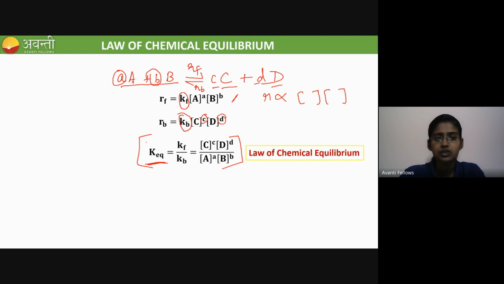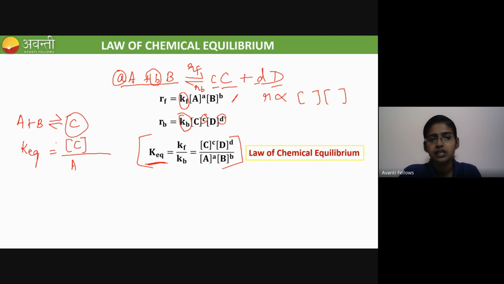It is equal to the product of the product concentrations divided by the product of the reactant concentrations raised to their stoichiometric coefficients. So if you are given any reaction like A plus B giving C, and I want to write Keq, then I have to keep the product first. So C is the product divided by A and B, the reactants.